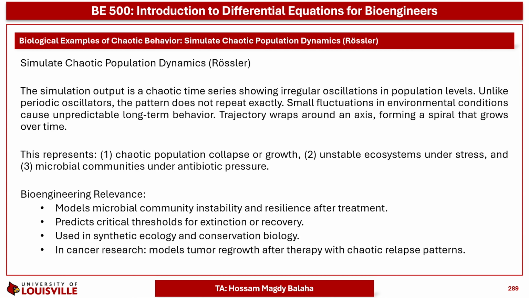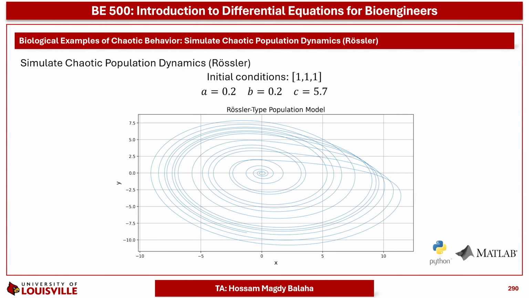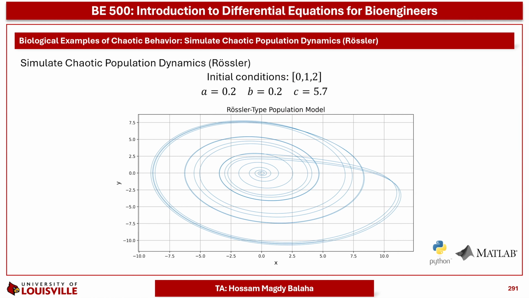So small changes in the environmental conditions can cause unpredictable long-term behavior. If you plot x versus y, you can find, based on these initial conditions and parameters, that the system has a chaotic behavior and the pattern cannot be predicted. And if you change the initial conditions from 1, 1, 1 to 0, 1, and 2, the chaotic behavior changes. However, in both of them, the long-term behavior is unpredictable.